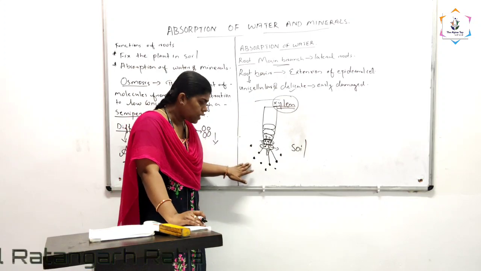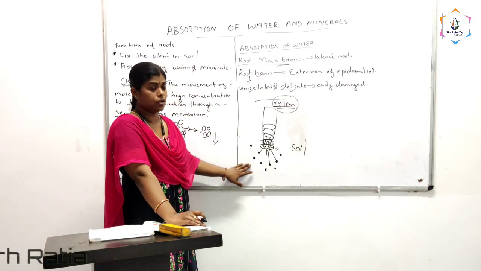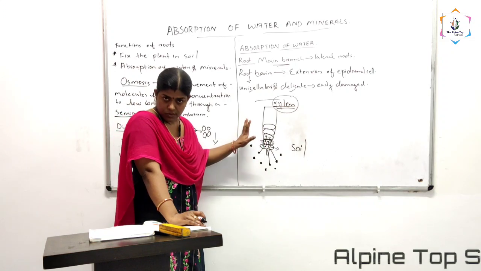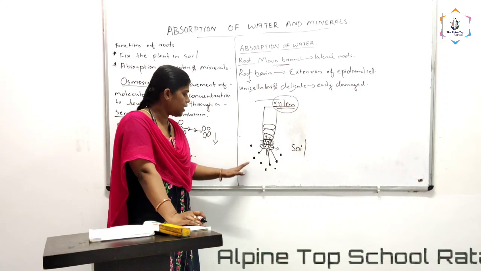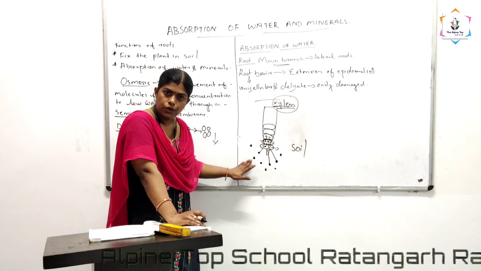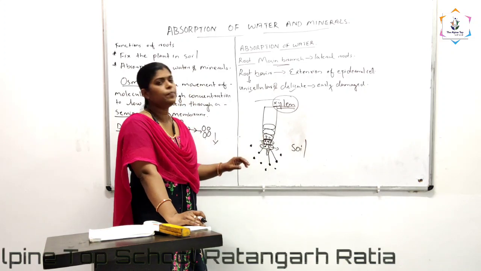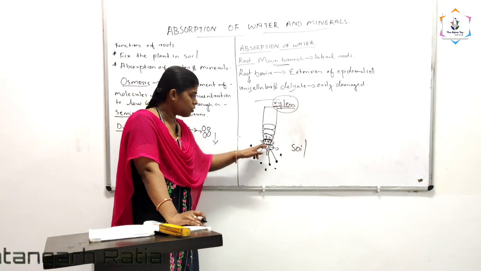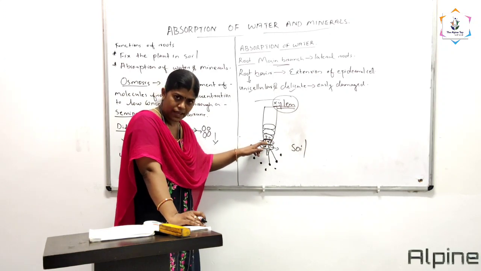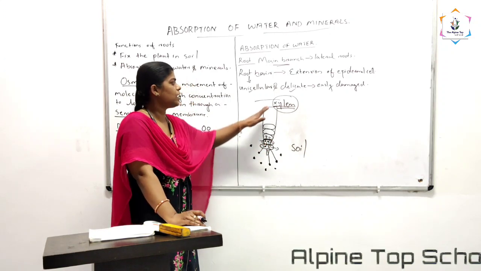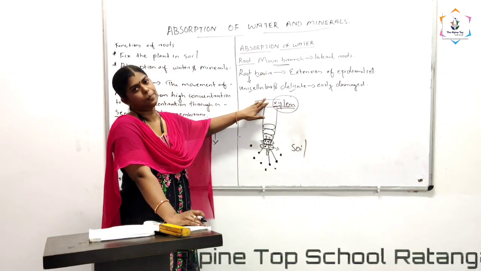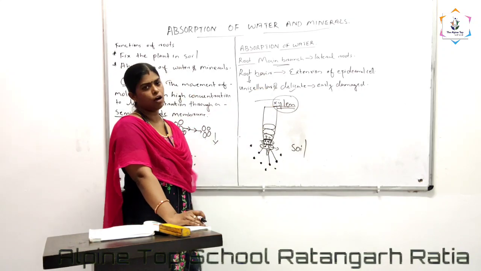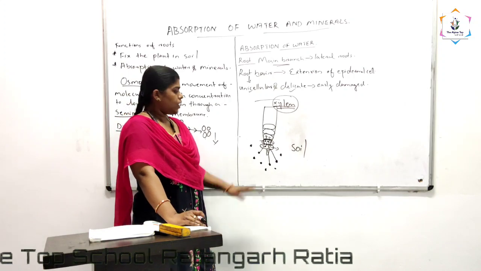This is how the absorption of water is taking place in the root. Okay, so soil has got much more water molecules when compared to the root cells, so naturally the water molecules will start to flow into the root cells. The first cell will get filled, then water molecules will start to move into the next, then to the next, like that. Finally it will reach the xylem. Okay, this is the process of absorption of water.